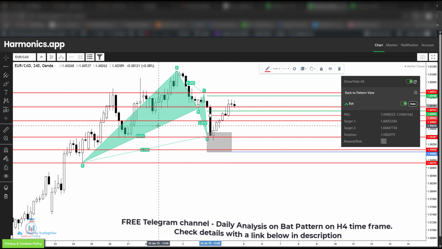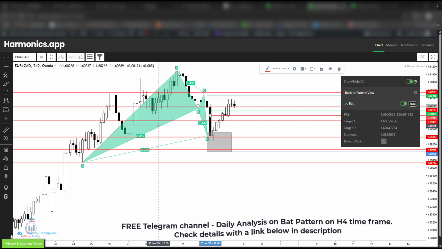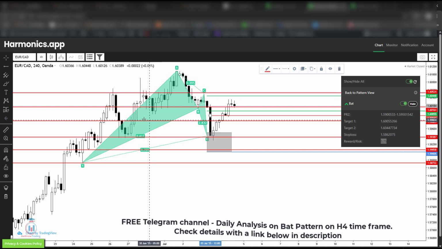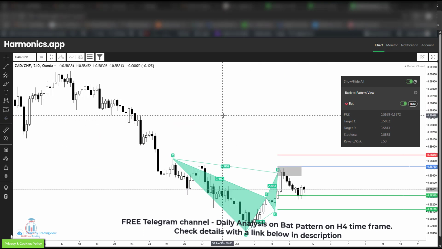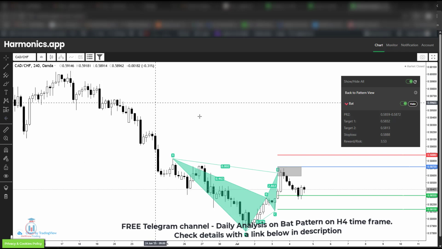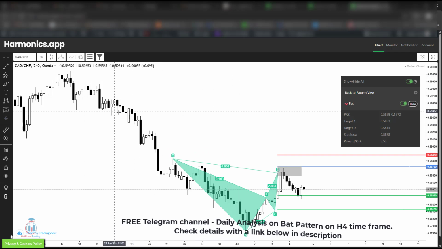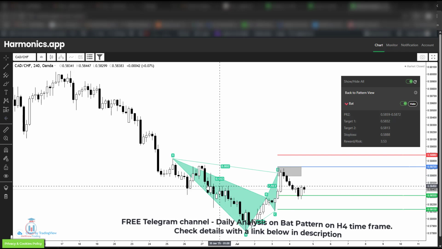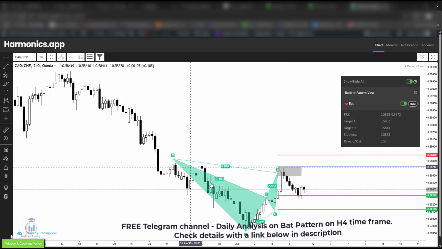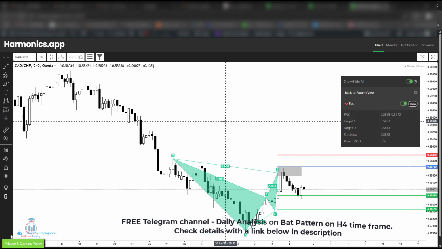This is the way to make a small analysis using only support and resistance levels and only following the trend. There is another one, which is Canadian dollar against Swiss franc, and we can see this is a bearish bat pattern. A bearish bat pattern that has been created in line with the bearish trend. It is on the 4-hour time frame also.